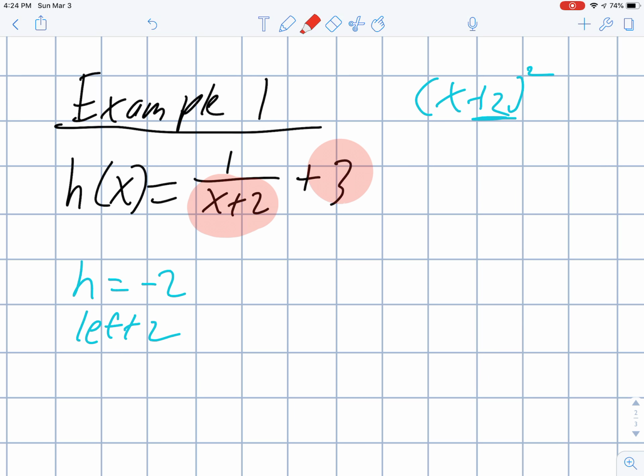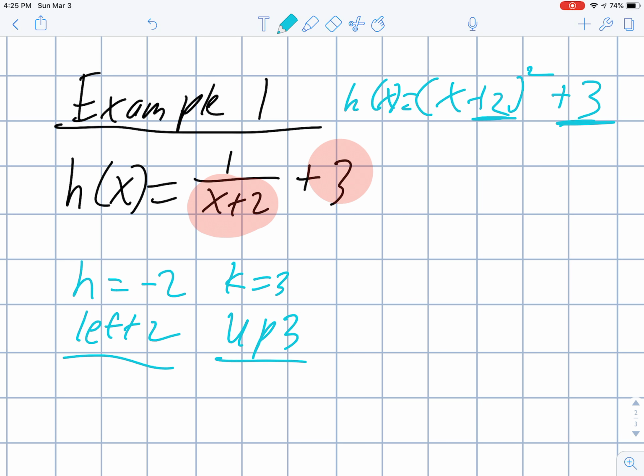And then we have the plus 3. In our quadratic or any of our other parent functions we explored earlier in the year, a plus 3 at the end, here, I should make this an actual function, that plus 3 at the end meant up 3. That's our k value. And that's up 3. So left 2 and up 3.